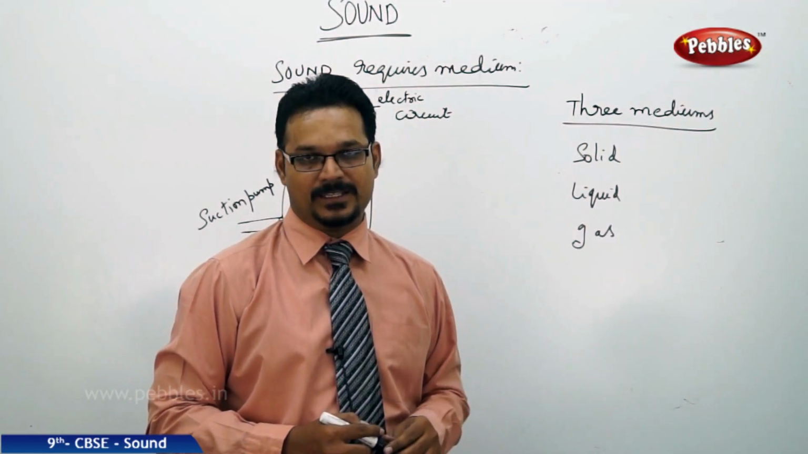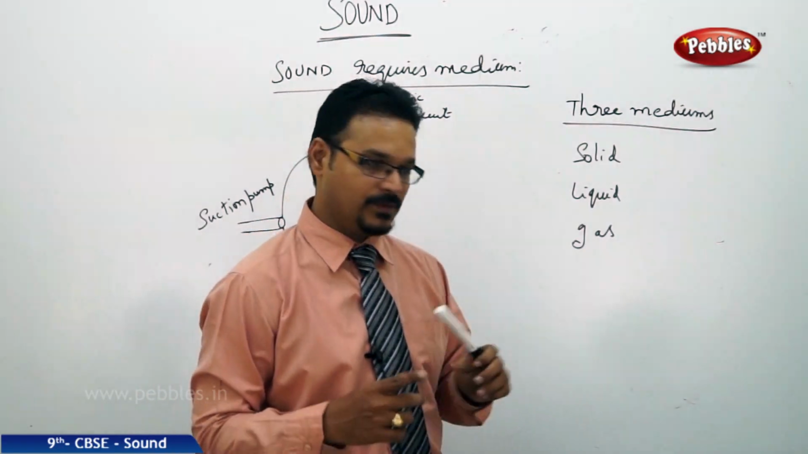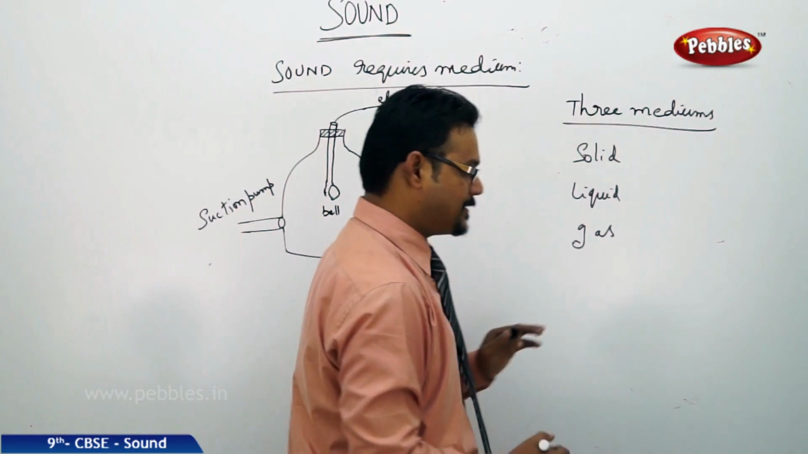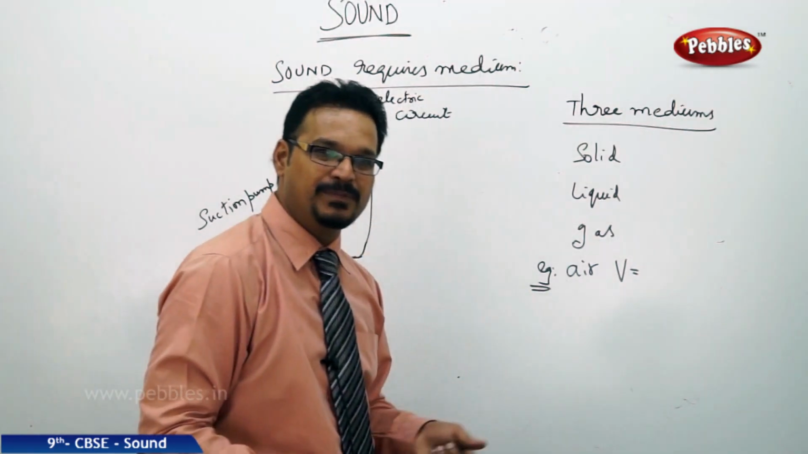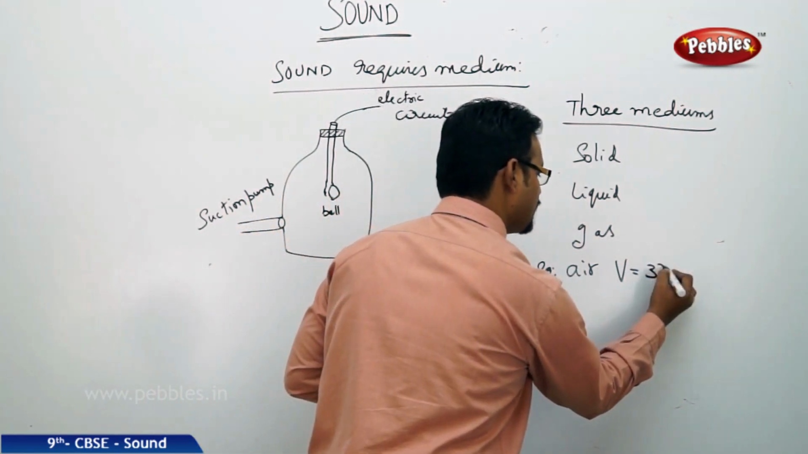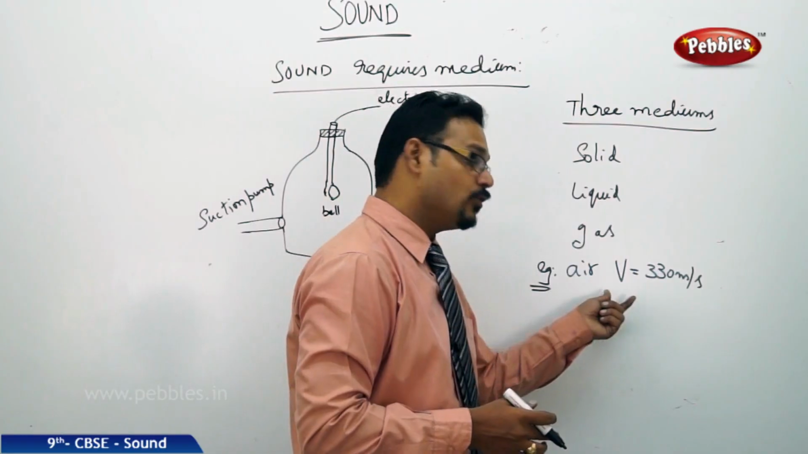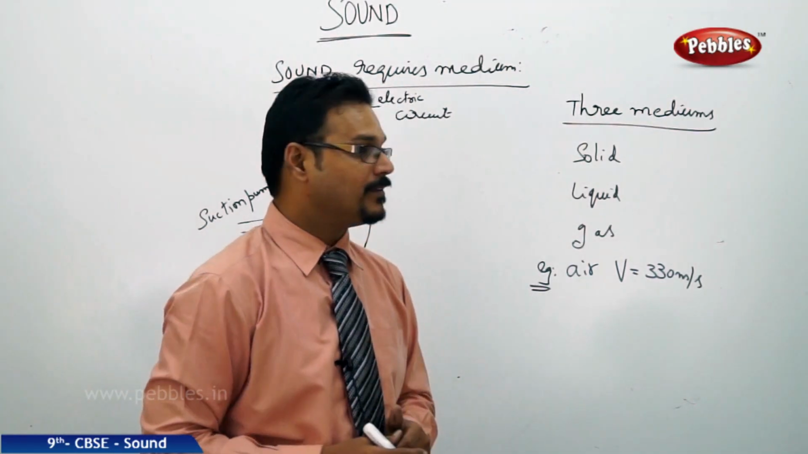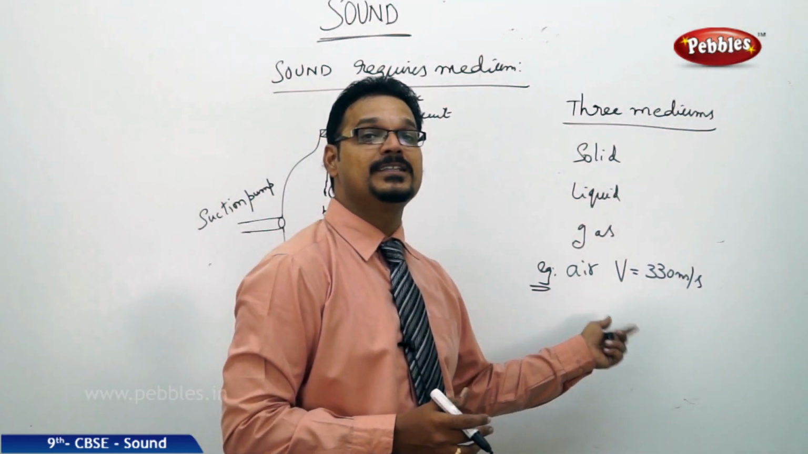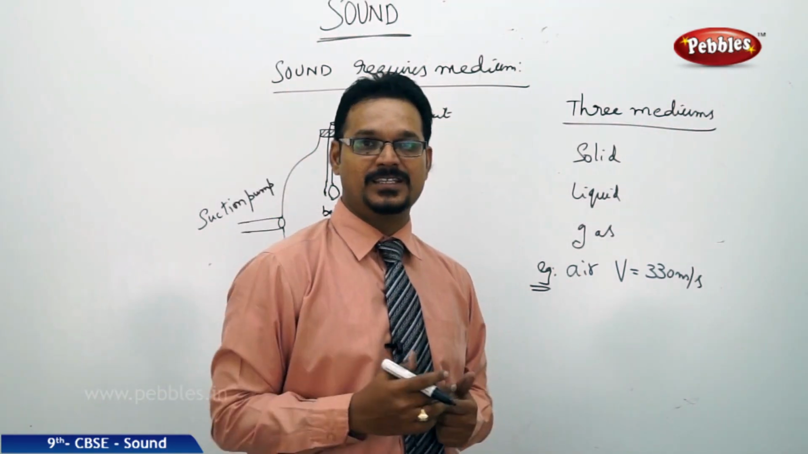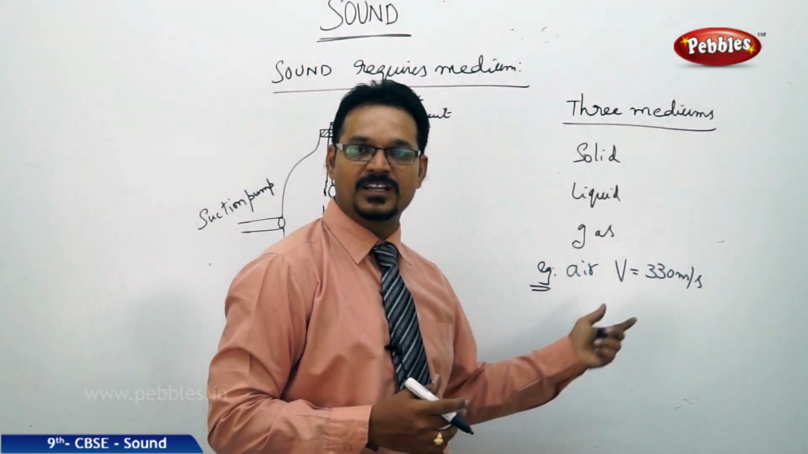Okay, before explaining this, let me give you some values of the speed of sound in the three mediums. Okay, now if you take gas, for example air, the speed of sound, we represent speed with the symbol V, is 330 meters per second. Some textbooks show V equal to 340 meters per second also. How is it possible? Sometimes we use 330 meters per second, sometimes 340 meters per second. It is based on the temperature. When the temperature increases, the speed of sound also increases. In general, we take the speed of sound in air as 330 meters per second.